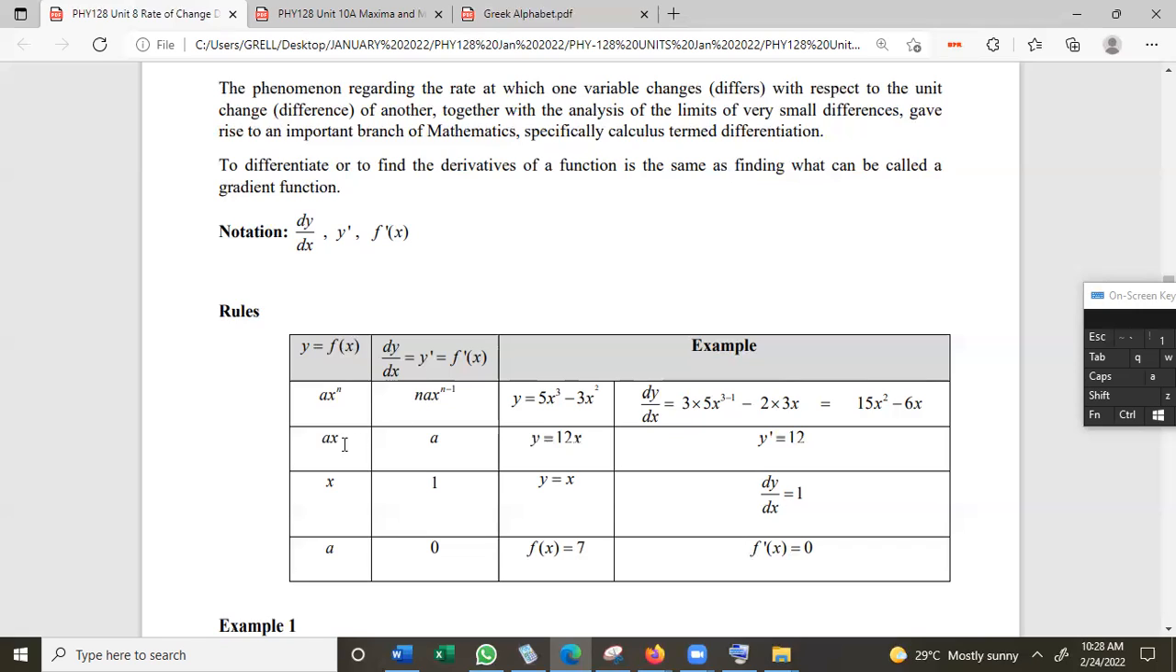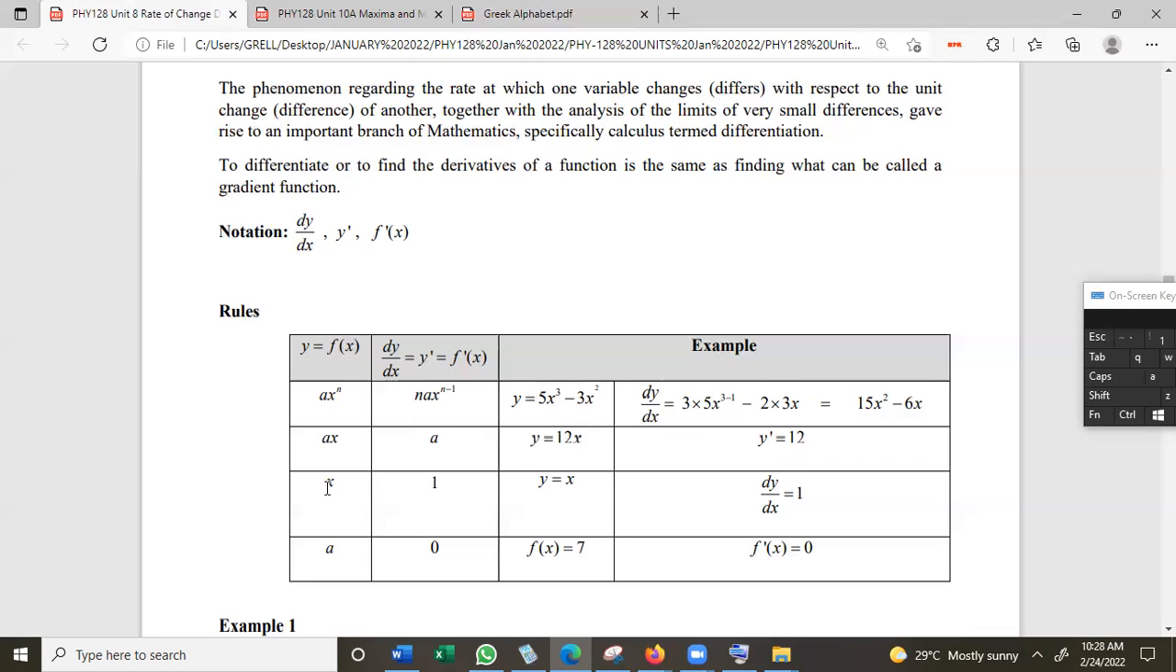If you have a polynomial that looks like ax, x alone, remember the exponent is 1, then the derivative is just a, because when you apply the rule, 1 minus 1 is 0, and x to the 0 is 1. So you just have a. For example, if y is equal to 12x, y prime would be 12. And 12 is the gradient constant, because bear in mind, 12x is mx. So the gradient is equal to 12. You can see the proof right there that the gradient is 12.